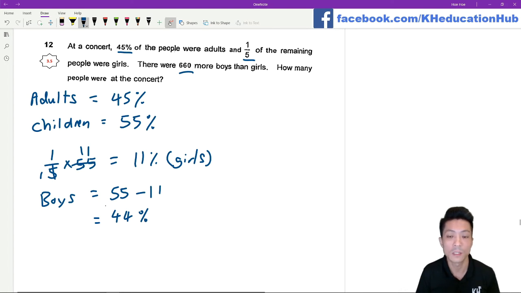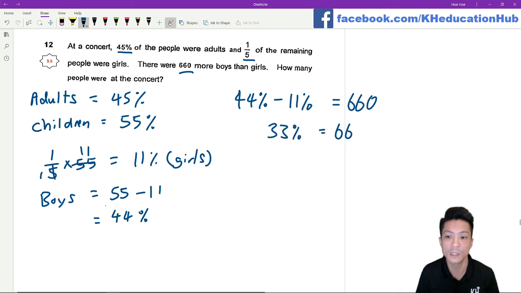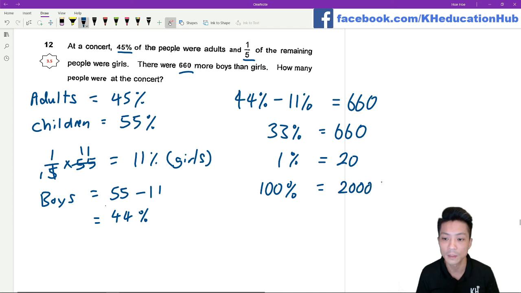Okay, there are 660 more boys than girls, which means that 44% minus 11% is equal to the 660. 33% is 660. So we can now find what is 1%. 660 divided by 33 gives me 20, and find 100%. There are 2,000 people at the concert.